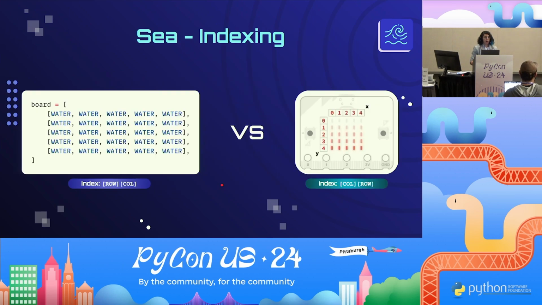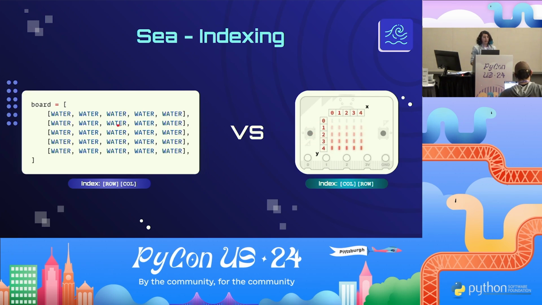And something very important is that we defined the matrix like this. So we have one list for each row in the display. But the indexing of the display works differently because you need to specify first the column here. The X represents the column. And then we specify the rows.